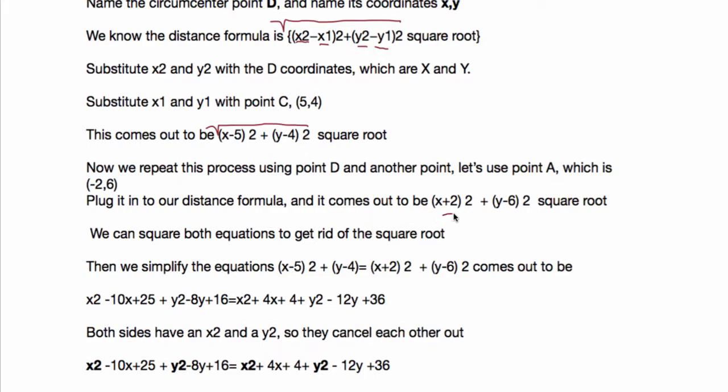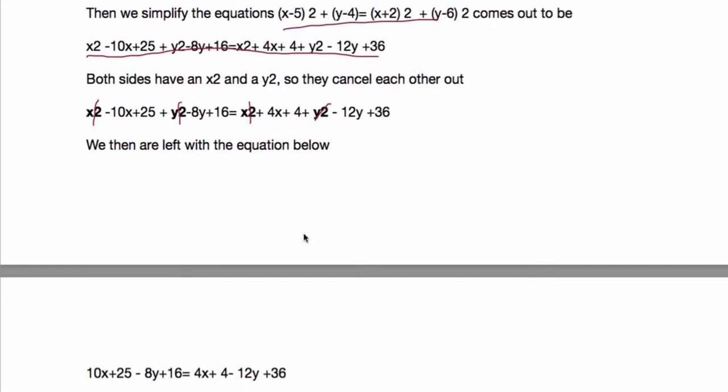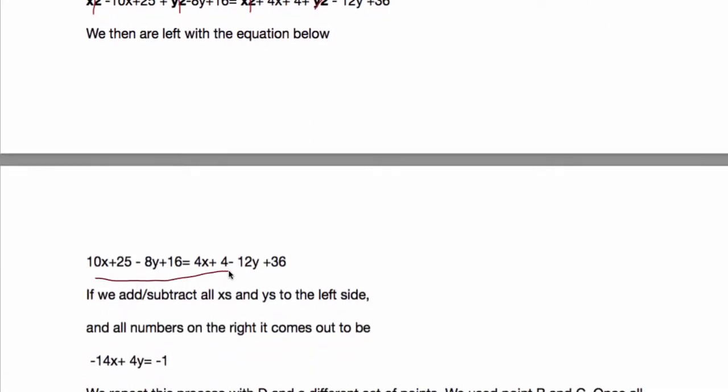It comes out to be this equation, and since we know both segments are congruent, we can set the equations equal to each other. Then we square both equations to get rid of the square root, and simplify, and we get this long equation. Now we see both sides have an x squared and a y squared, so those cancel each other out, and we are left with this equation.